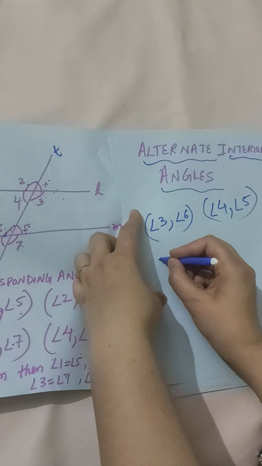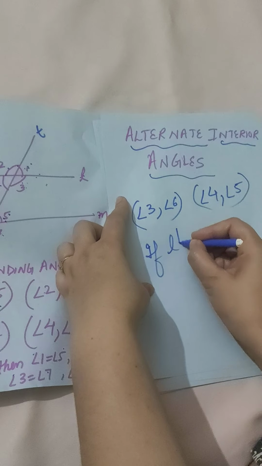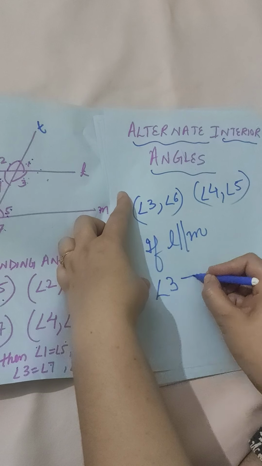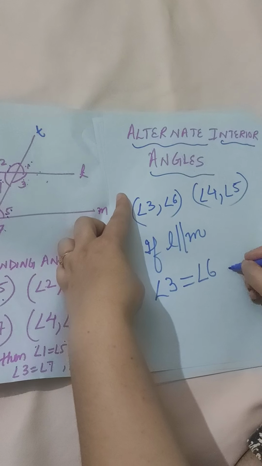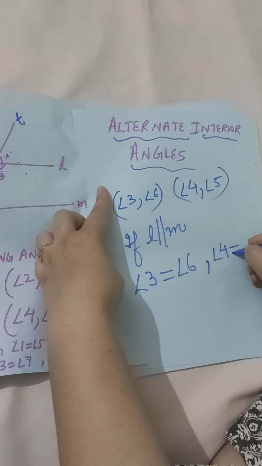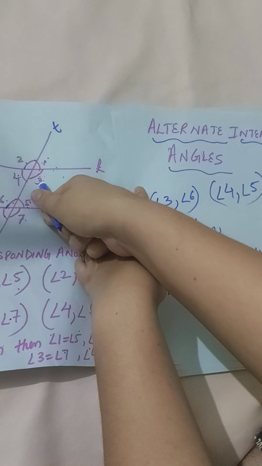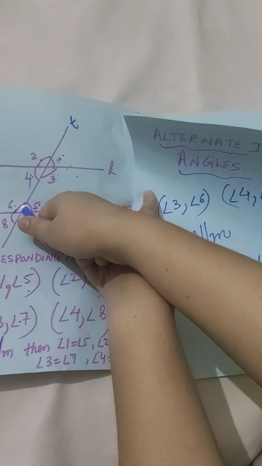Now same, if L is parallel to M, that means angle 3 will be equal to angle 6 and angle 4 will be equal to angle 5. Means if angle 3 is given in the diagram, we can find angle 6.